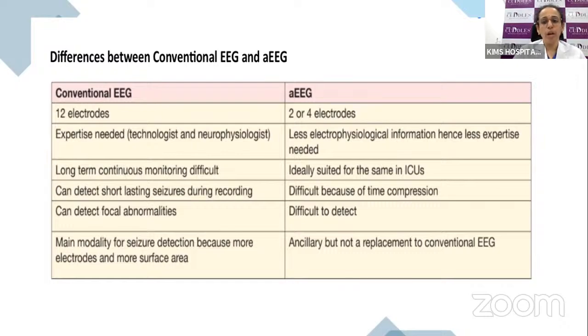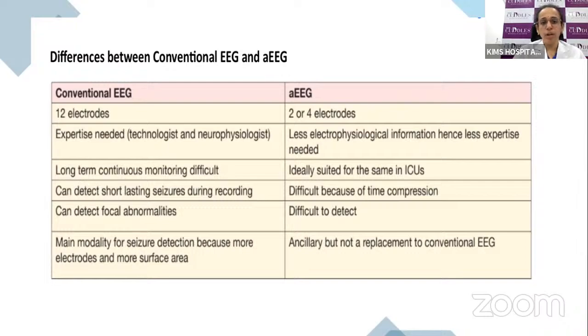And it can be kept for a long time. It can be used for bedside monitoring also. Continuous monitoring might be difficult with conventional EEG. But the advantage with conventional EEG is it can detect short-lasting seizures which sometimes get missed with amplitude integrated EEG because of the time compression which we do in aEEG. And conventional EEG can also detect focal abnormalities which might get missed with aEEG.